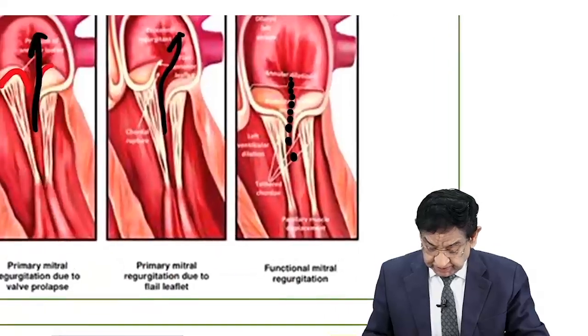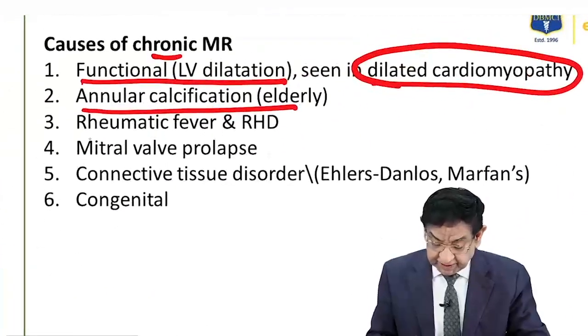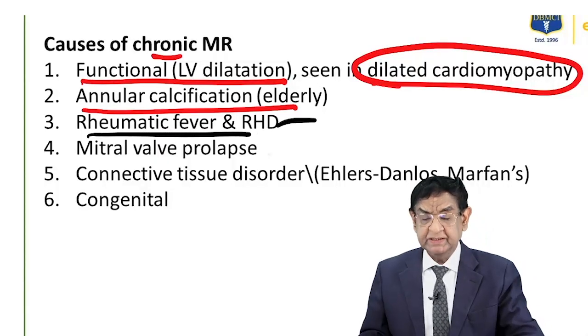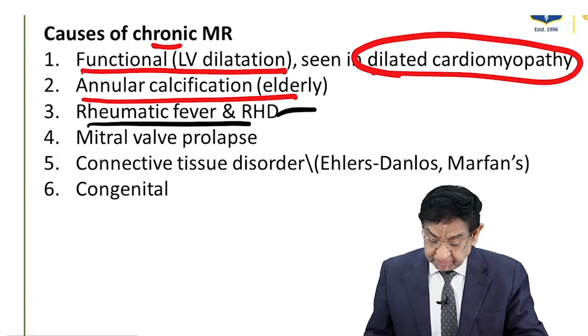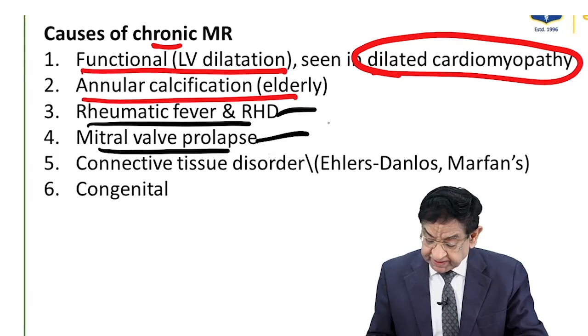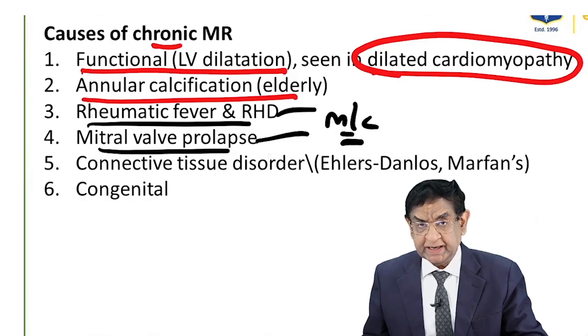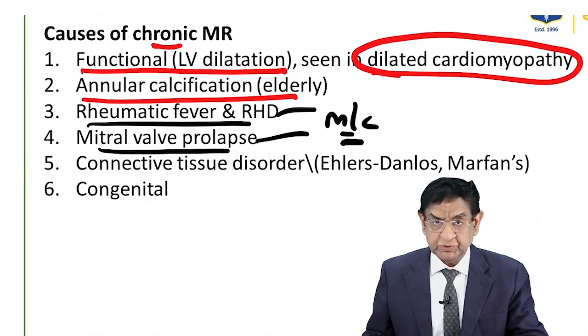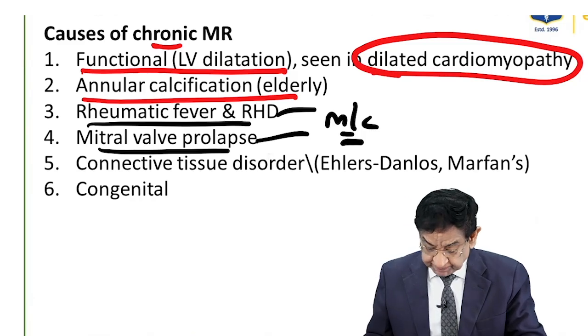Okay. Again, we learned, of course, rheumatic fever and rheumatic heart disease, very common in developing and underdeveloped countries. Mitral valve prolapse, in fact, is the most common cause of mitral regurgitation, especially in Europe, in the UK and USA. This is the most common cause, MVP.